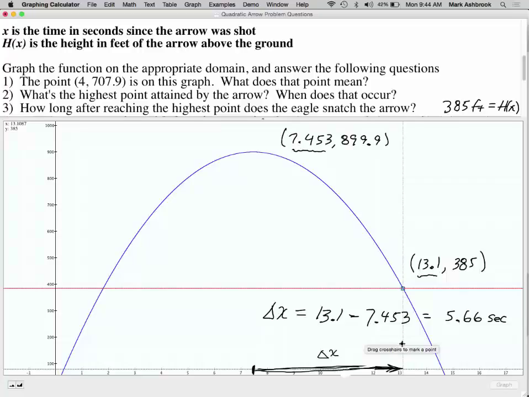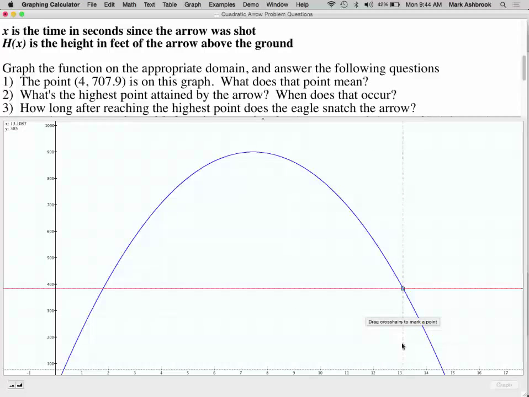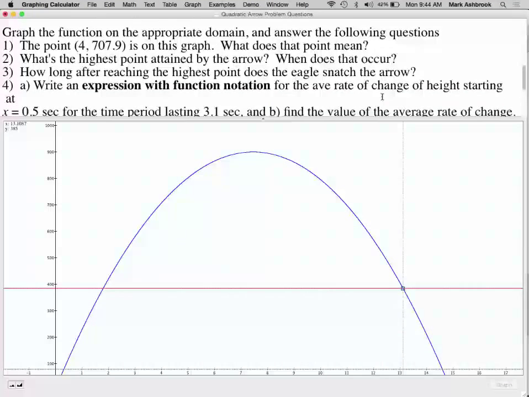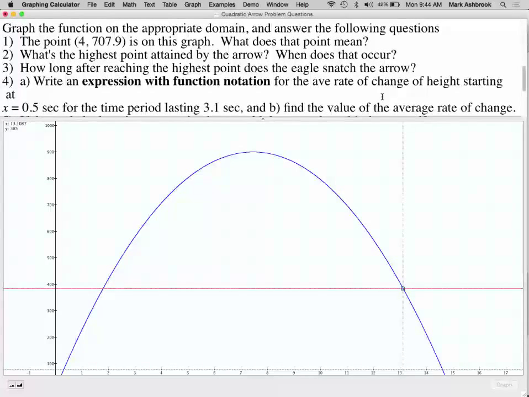That's what the question is asking for. That change in time, 5.66 seconds. Anybody have a question on that? Okay, so now this question, how do we do on this? Write an expression with function notation for the average rate of change of height starting at 0.5 seconds for the time period lasting 3.1 seconds.